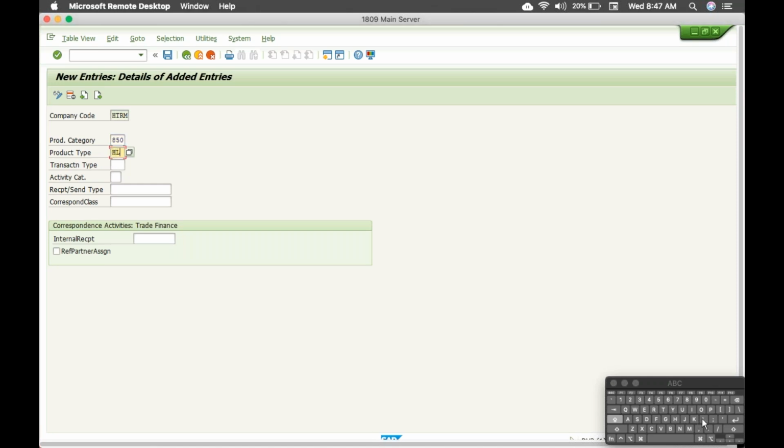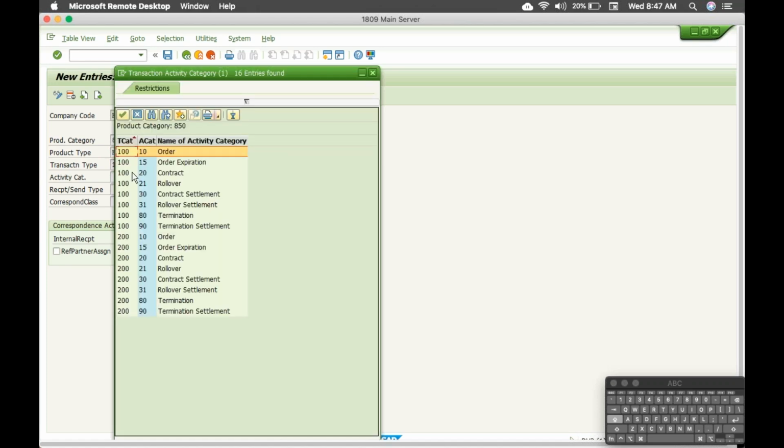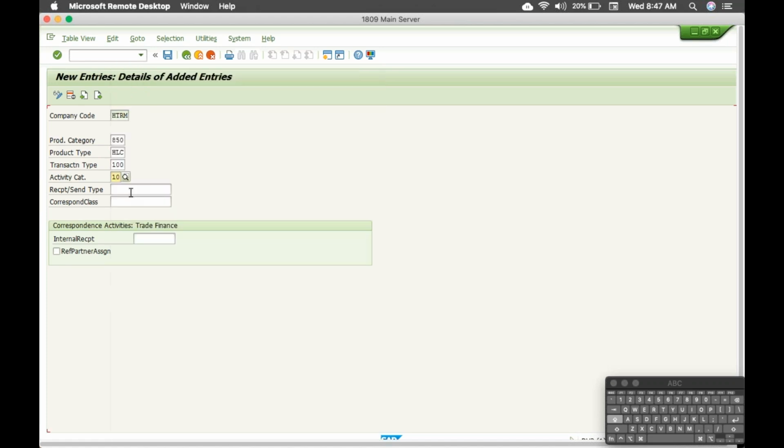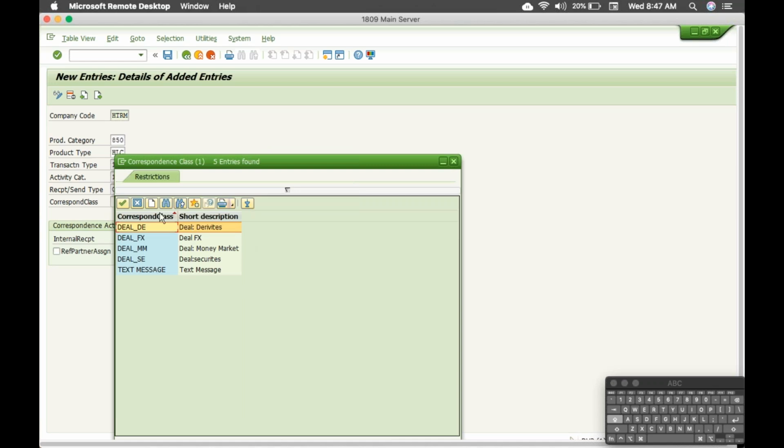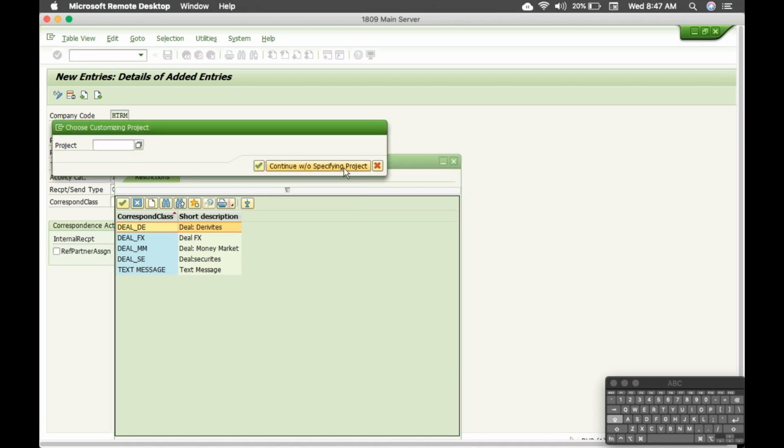HLC, transaction type 100, issuer, activity category: order. You can take order, contract, and settlement in all the cases. Counterparty, correspondence class. I will create it; no need to create it from your side. You can use it.